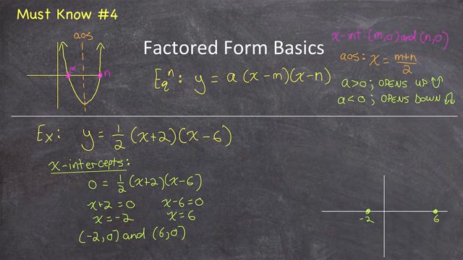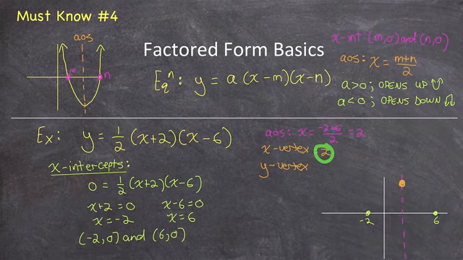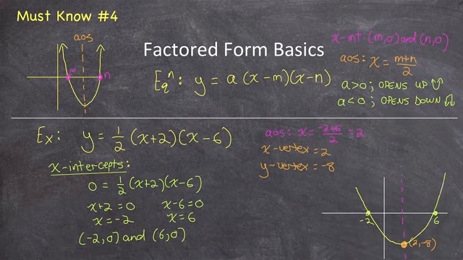Now, if I was interested in the axis of symmetry, I know it's going to be right in the middle of these x-intercepts. I can find the middle of negative 2 and 6 by adding them and dividing by 2. So the equation of the axis of symmetry would be x equals negative 2 plus 6 divided by 2, which is 2. Now, the vertex of this parabola is going to fall somewhere on this axis of symmetry. So I know its x-coordinate is going to be 2. And to calculate the y-coordinate of the vertex, we could just take this value of 2 and sub it in for both of the x's in the factored form equation. And if you do that, you would get a y-coordinate of negative 8. So the graph of this quadratic looks something like this. There you go. Now you know the factored form basics of quadratics.